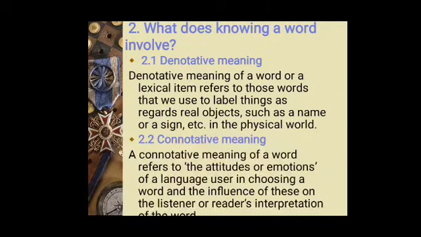What does knowing a word involve? Denotative meaning. The denotative meaning of a word or a lexical item refers to those words that we use to label things as regards real objects, such as a name or sign in the physical world. Connotative meaning. The connotative meaning of a word refers to the attitudes or emotions of a language user in choosing a word and the influence of this on the listener's or reader's interpretation of the word.